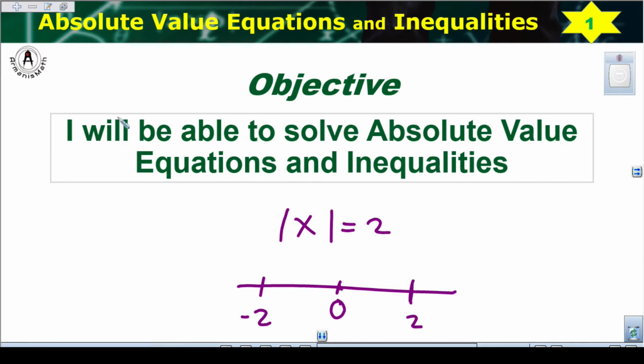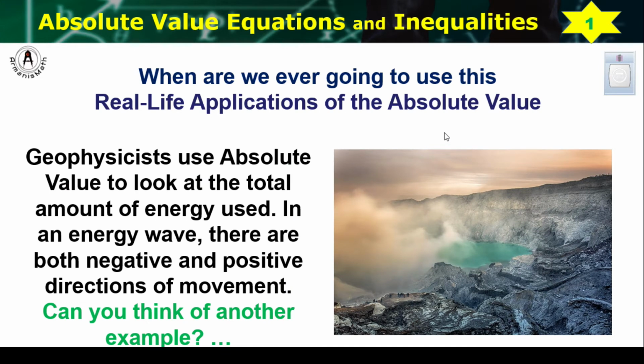And again, back to the big picture here before I launch into the lesson. Is this actually used in real life? The answer is yes. For example, geophysicists use absolute value to look at the total amount of energy used. In an energy wave, there are both negative and positive directions of movement. So that's why the absolute value function is used in that connotation, as well as some other ways. If you could think of another example, you could share it with us in the chat or in the comments on the video when you watch afterwards.